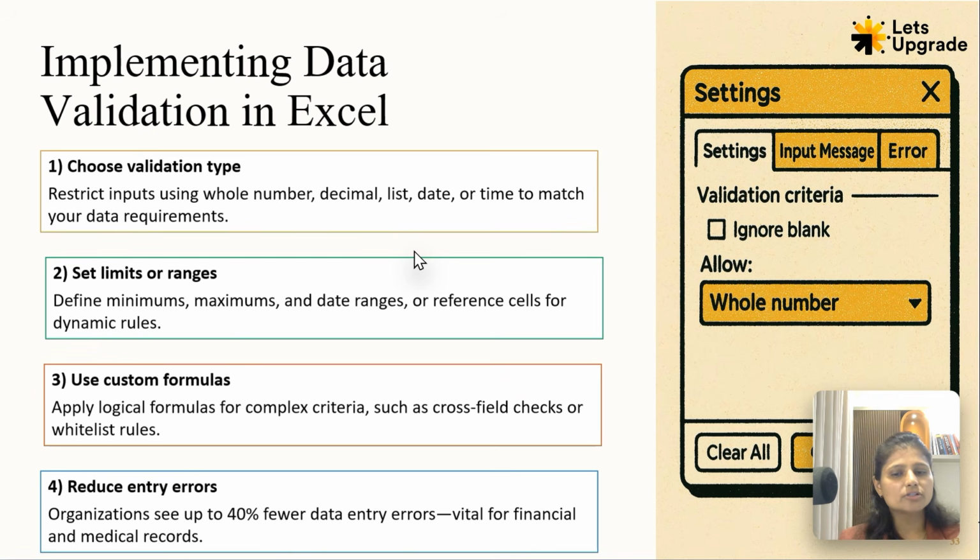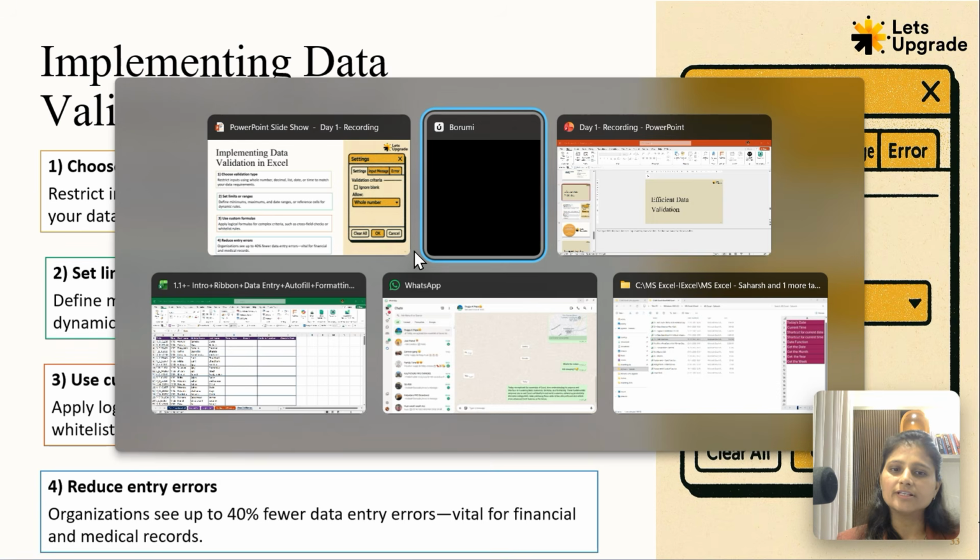The third thing you can do is write an input message to the user and an error alert to the user. Giving those input messages and error alerts will give a clear indicator to the user of what you're expecting in that particular area. So giving a correct data validation will really help you restrict the entries into a particular column.